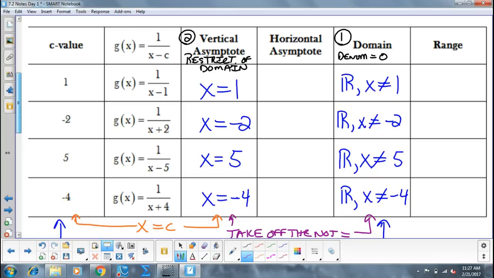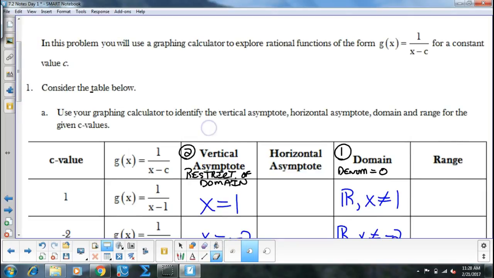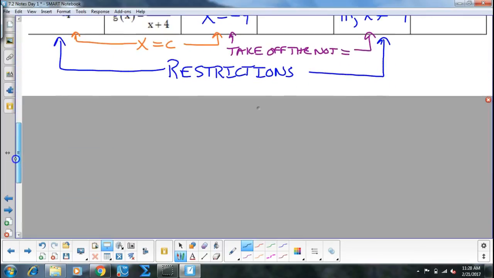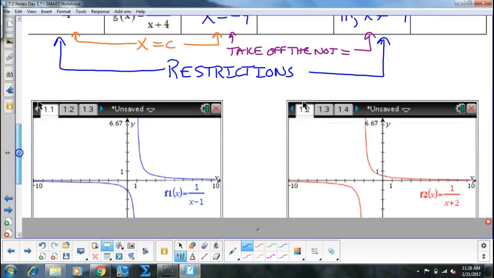Gotta graph it. Now we're going to have to graph it because the horizontal asymptote and the range all come from the graph. So step number 3 is we need to graph it. Okay? So, the first function I graphed was the first one.